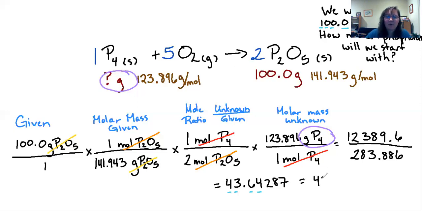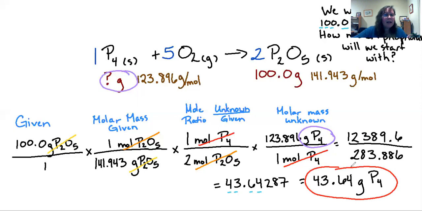So this becomes 43.64 grams of P4. And that is my final answer. And that is what we call simple or straightforward stoichiometry.